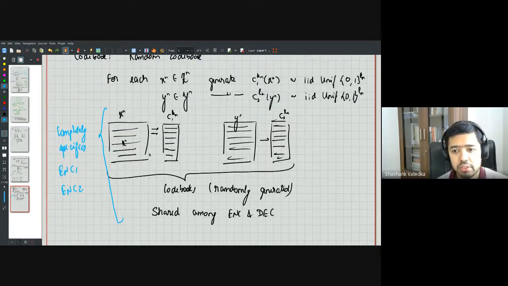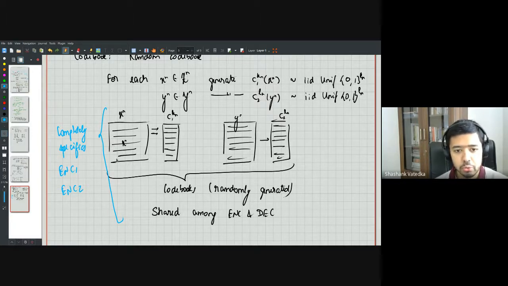Now that you're given these encoders, you need to define what the decoder is going to do. The problem here is that there could be multiple pairs of sequences which could correspond to the same pair of code words.